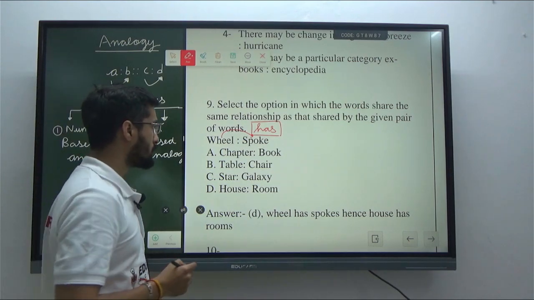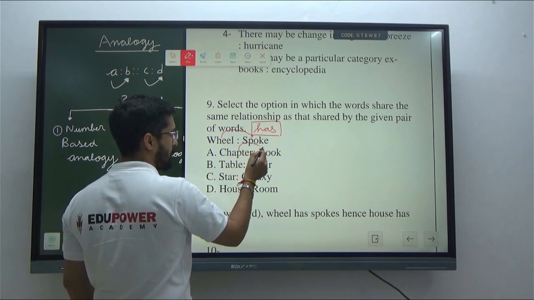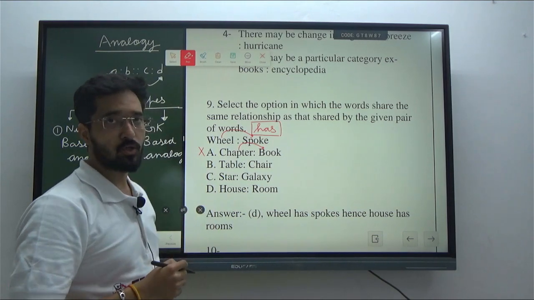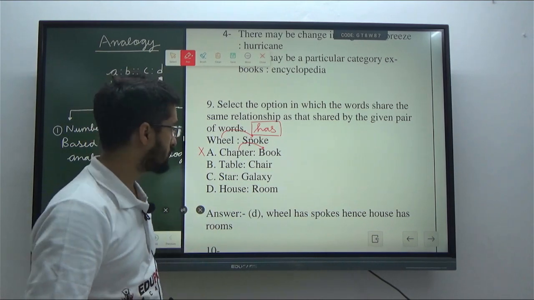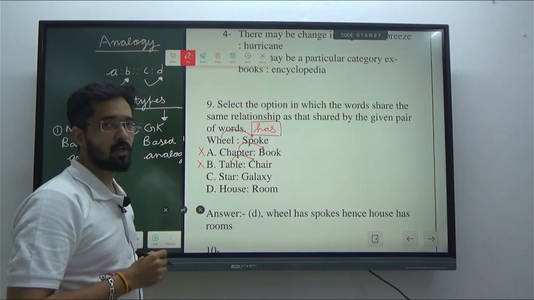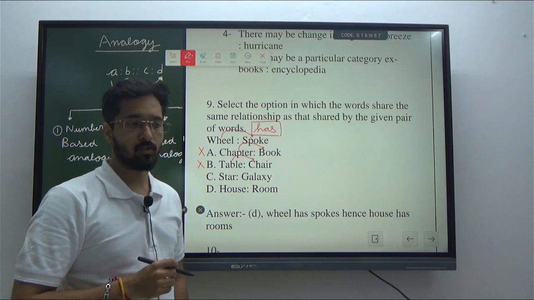Okay. Now can we say chapter has book? No, this is incorrect. Chapter does not have book, book has chapters. Can we say table has chair? No, table does not have chair. They are two distinct things.